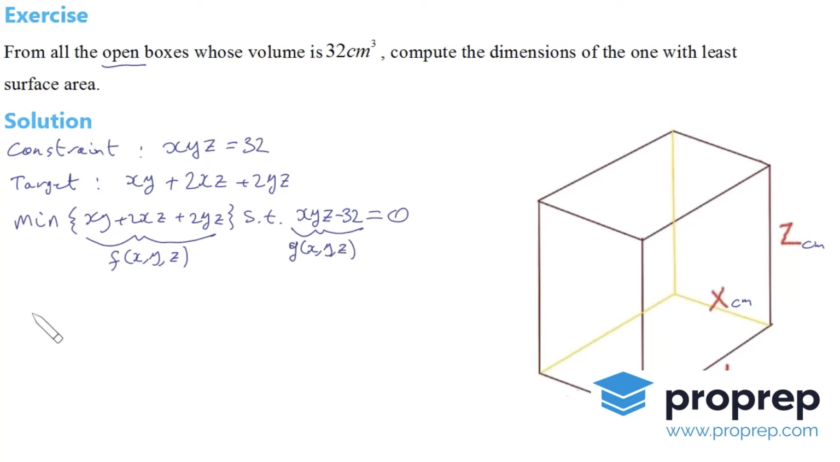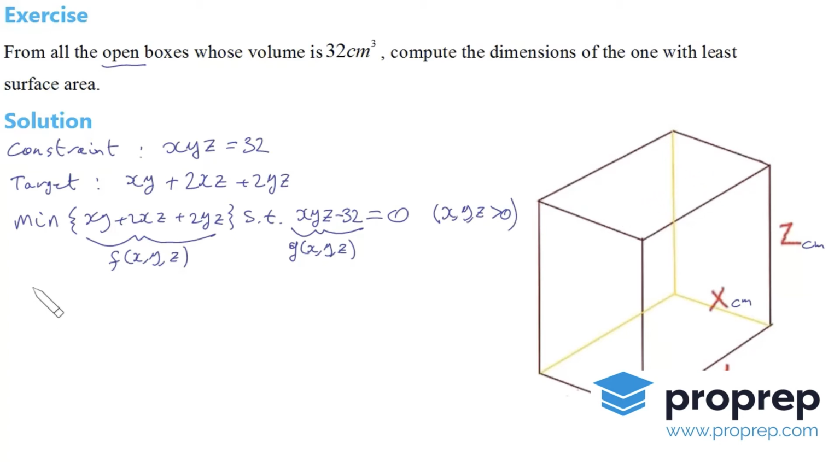I forgot to mention something. There are natural limitations. Because it's a real-world problem, the dimensions are positive. We should also add the conditions that x, y, and z are all strictly positive. Makes no sense for it to be flat.